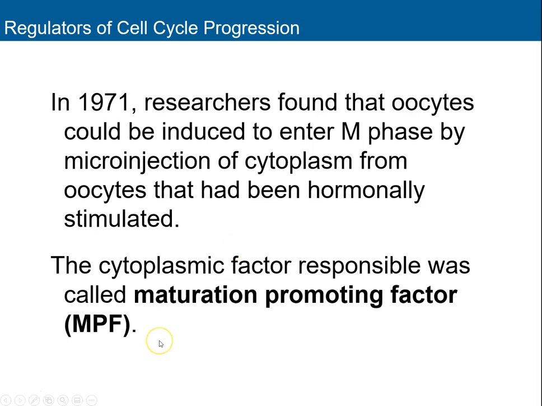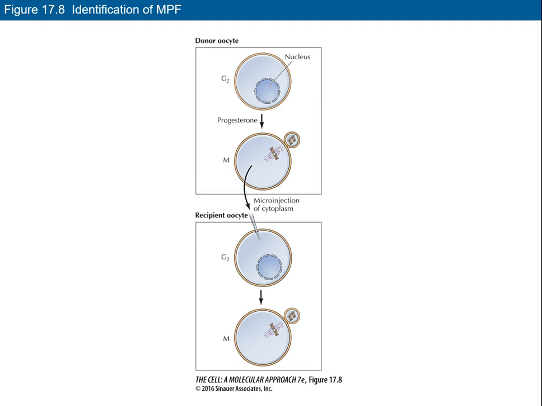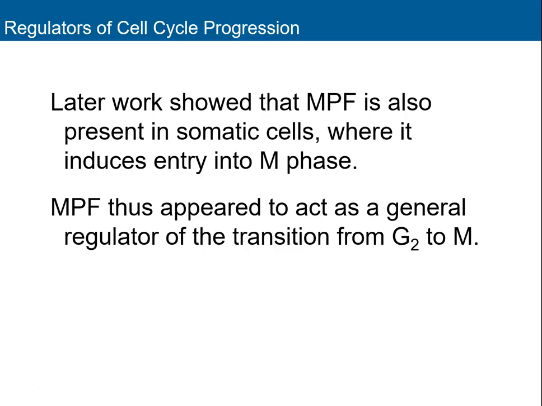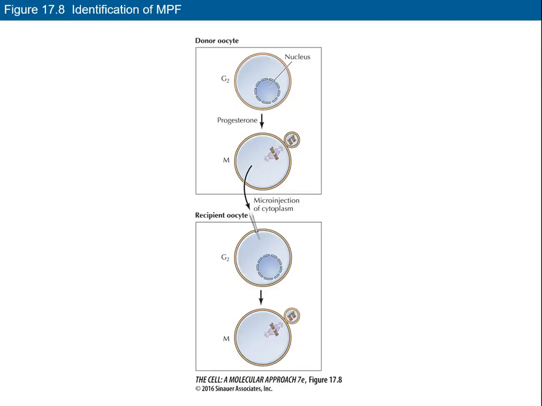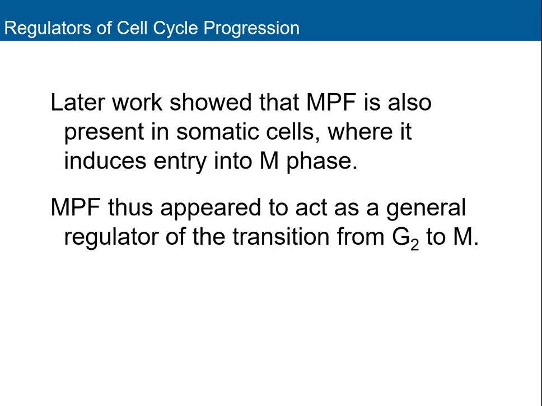And so scientists called this MPF. They don't know what it is at this point, right? They just know there's something there that can induce cells to move from G2 to M. Now, other work showed that MPF is also present in somatic cells, where it also induces entry into M phase. So it's not only in these oocytes. This suggests there's a general factor responsible for moving cells from G2 to M. MPF appeared to act as a general regulator of the transition from G2 to M. Again, think about why this is important. We're trying to understand how cells move through the cell cycle, right?